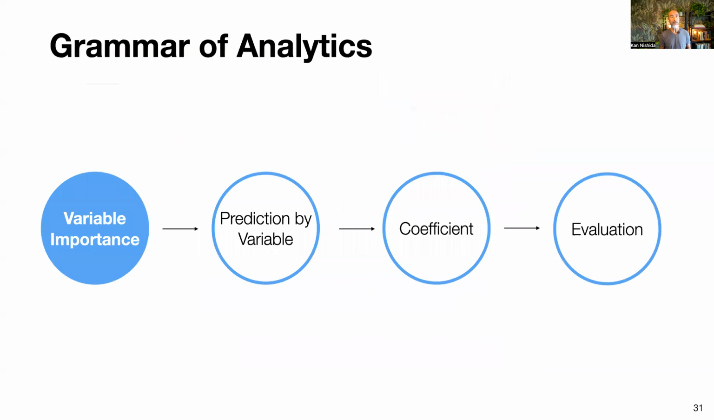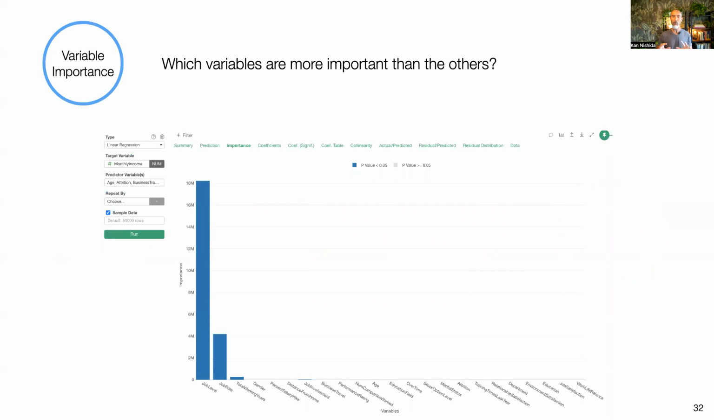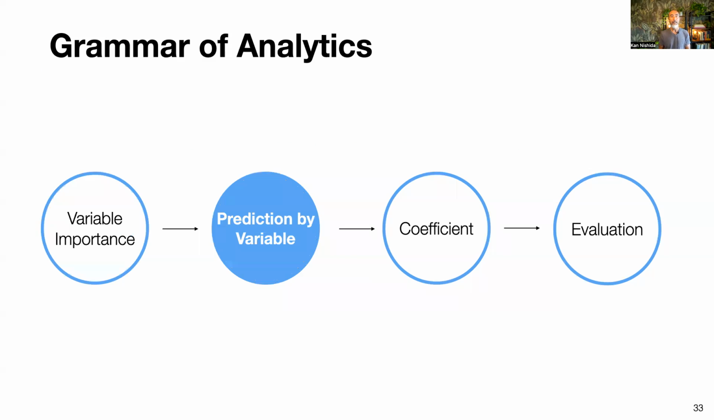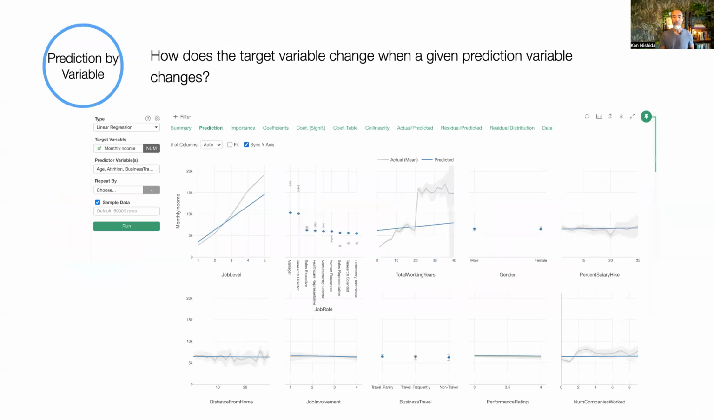Okay. But in this seminar, I'm going to just touch base lightly or briefly. So first, variable importance. Variable importance helps you understand which variables are more important than the others in terms of predicting the target variable. Or another way to say it is which variables are more correlated or have a higher degree of relationship with the target variable.